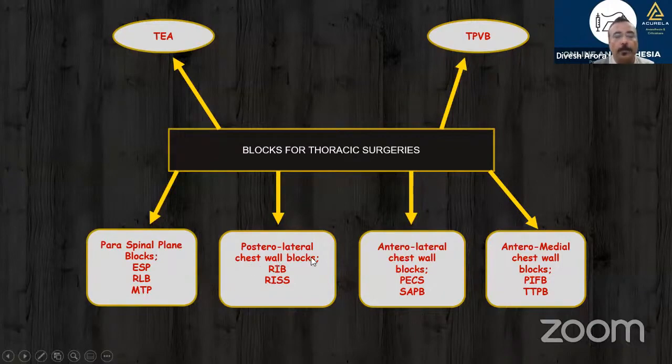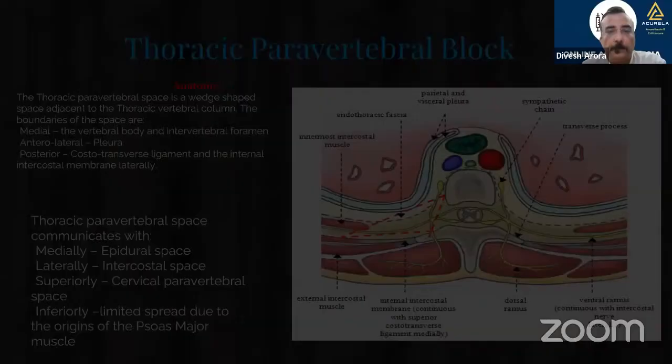Then exclusively for posterolateral chest wall blocks is the rhomboid intercostal plane block or rhomboid intercostal subserratus plane block. And anterolateral, everybody is aware: pecs and serratus anterior. Anteromedial, as you may or may not be aware, there are two typical blocks, which are the pecto-intercostal fascial block and the transverse thoracic plane block. I'll be discussing each and every block in detail.